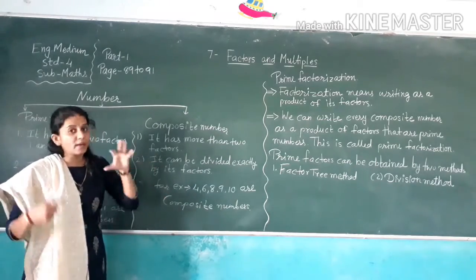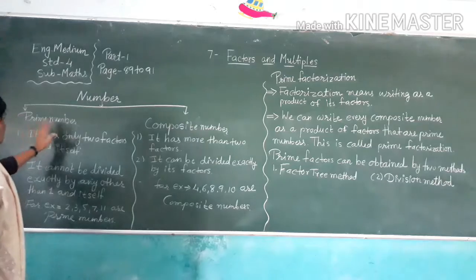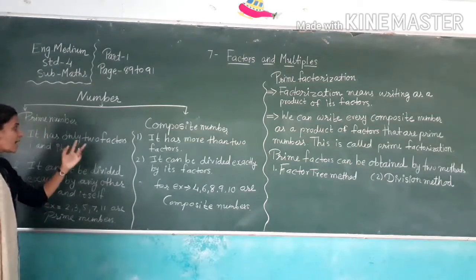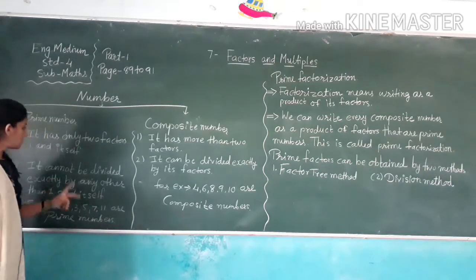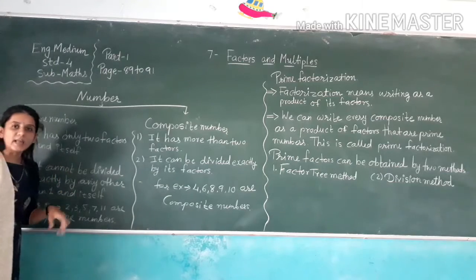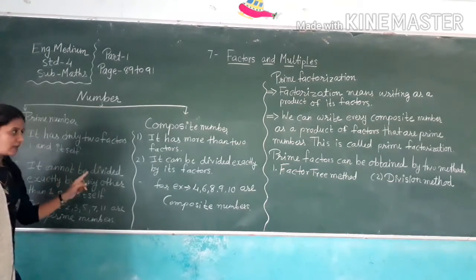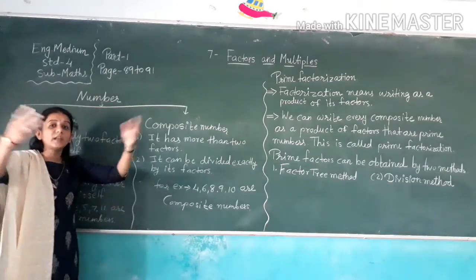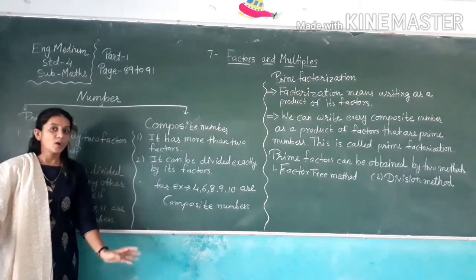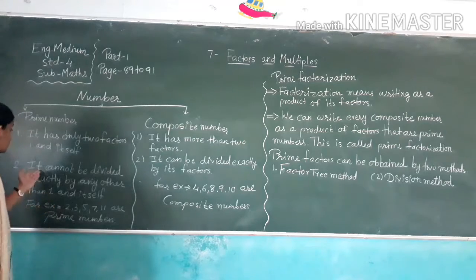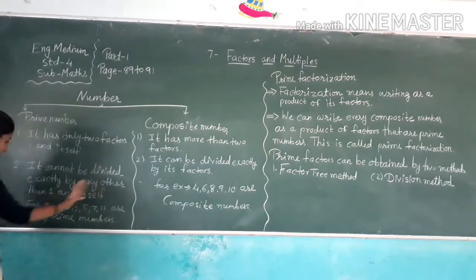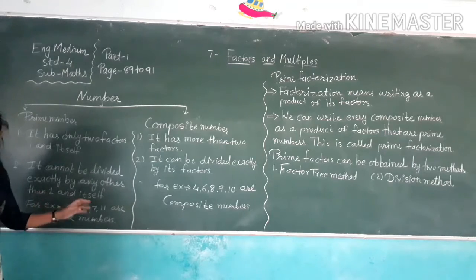What is a prime number and what is a composite number? Look here, a prime number has only two factors, 1 and itself. A composite number has more than two factors. A prime number cannot be divided exactly by any number other than 1 and itself.